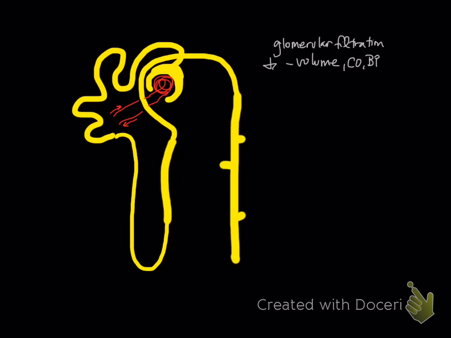And of course, glomerular filtration can also be affected by the numbers of nephrons. So if you have fewer nephrons, and again, we're talking tons and tons of nephrons in the body, you're also going to decrease your glomerular filtration because you don't have as many to do the blood filtering.